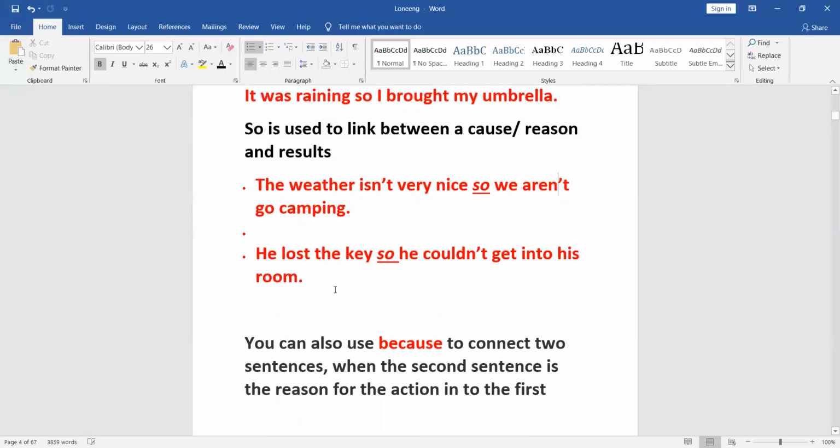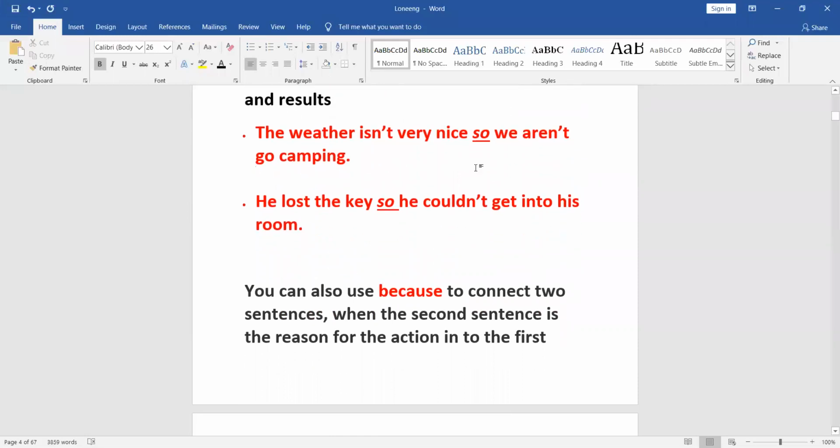The second sentence is, he lost his key, so he couldn't get into his room. He lost his key, so he couldn't get in. I hope you understood that. The first phrase is the reason, and the second phrase is the action. And linking these two is the conjunction "so".